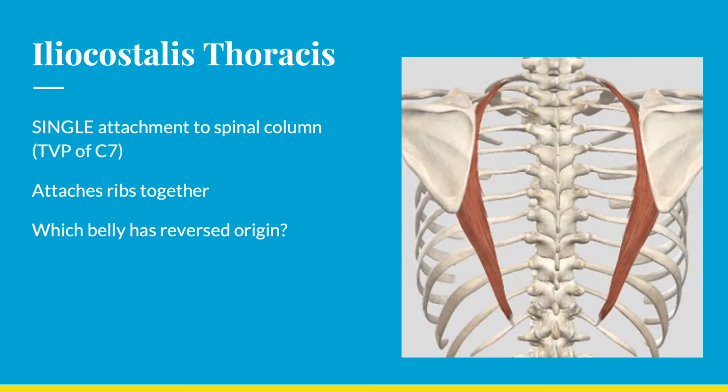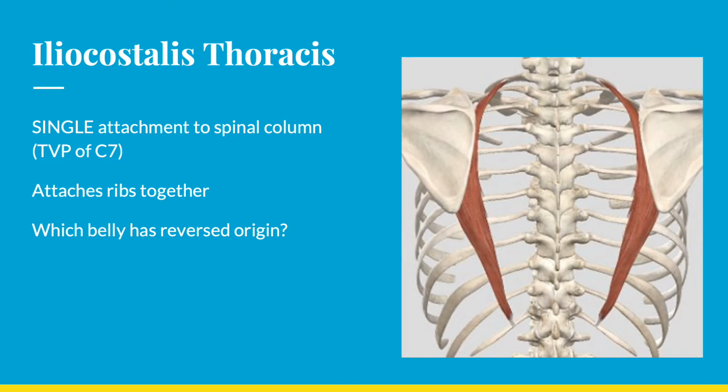This jumps around a little bit, I apologize for that. So we're back into the erector spinae muscle, so that's page 153, and talking about the iliocostalis thoracis. Know that this is a pretty unique muscle because there's only one attachment at all to the spinal column. It's going to come from the lower 6 to 7 ribs, and then it's going to attach into the upper 6 ribs and the TVP of C7.